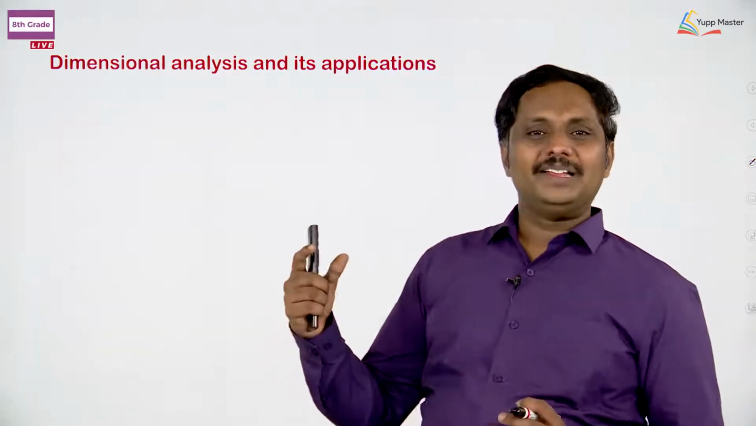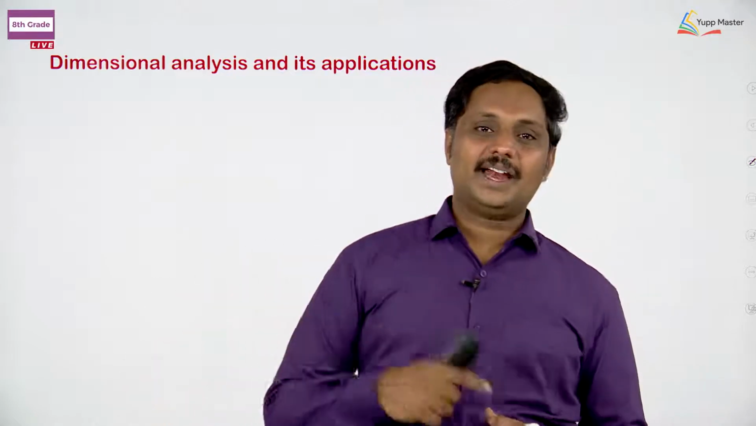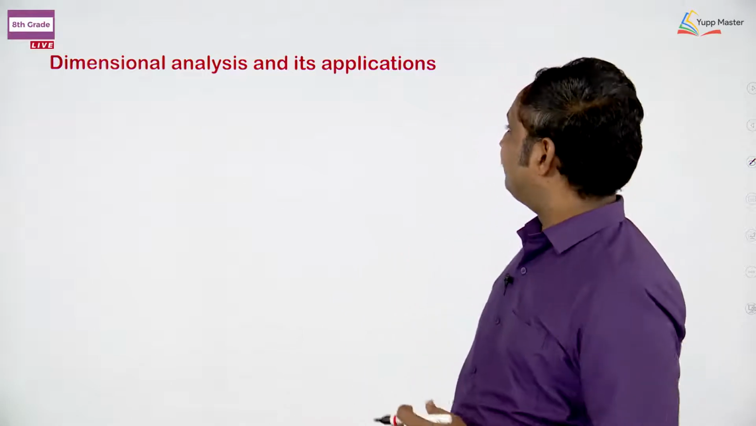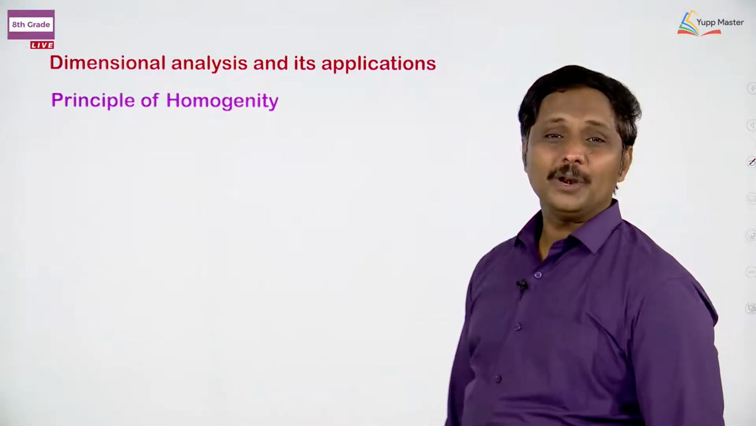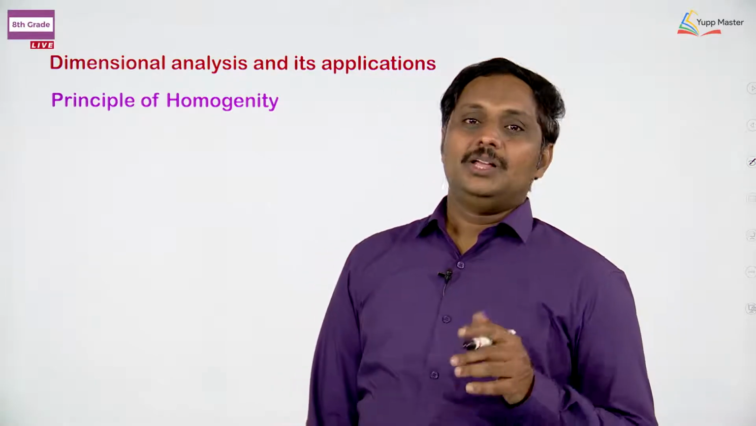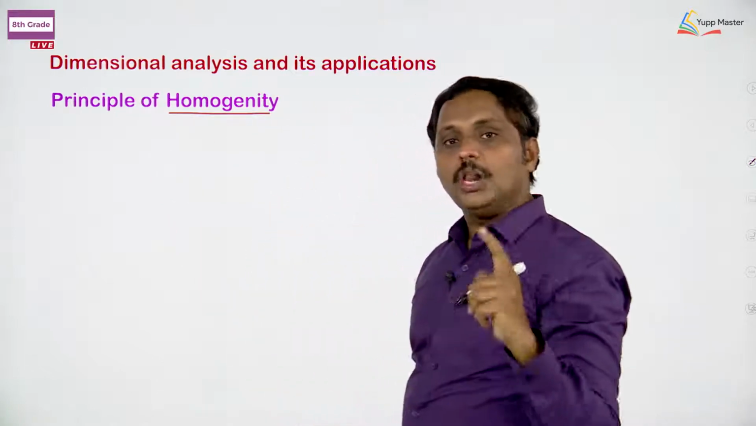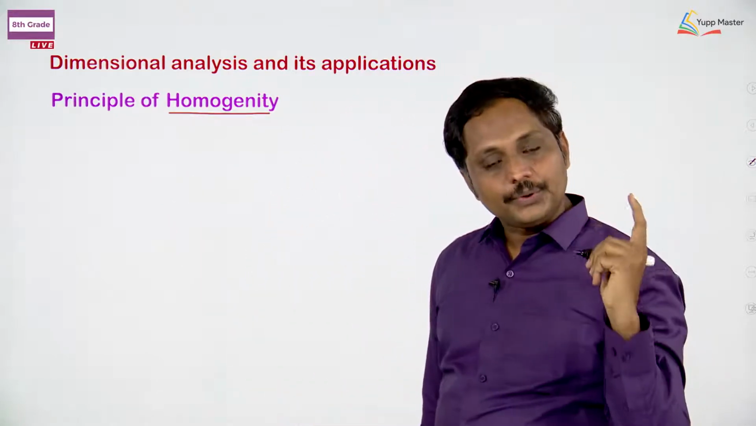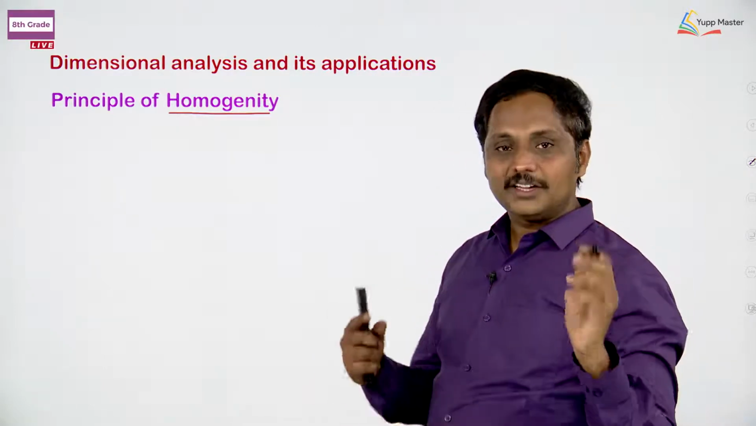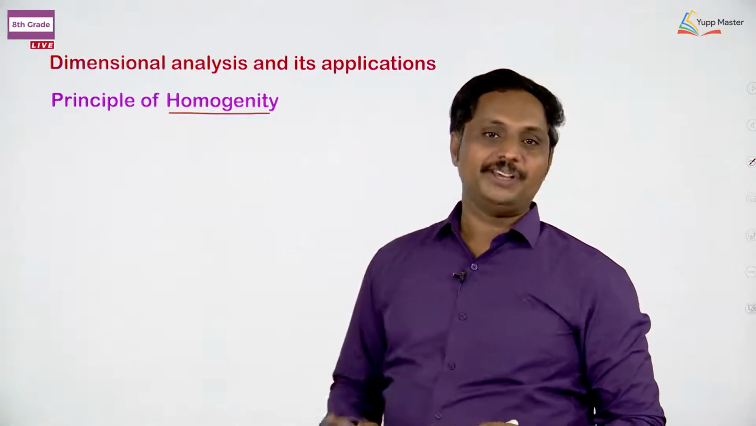Suppose you have taken one relation, with a left hand side and a right hand side. Both are compared with the dimensional analysis. Let's see. The principle of homogeneity is the first one. Homogeneity is the same kind of rule applied to the left hand side and right hand side. That's nothing but comparison. You apply the same rule, that is called homogeneity.